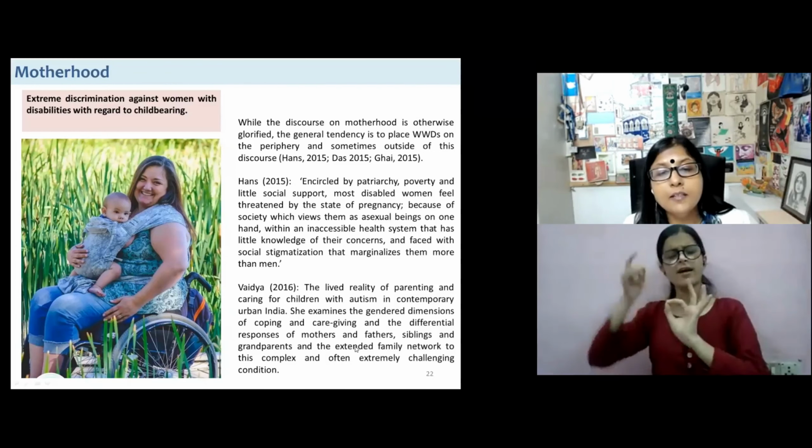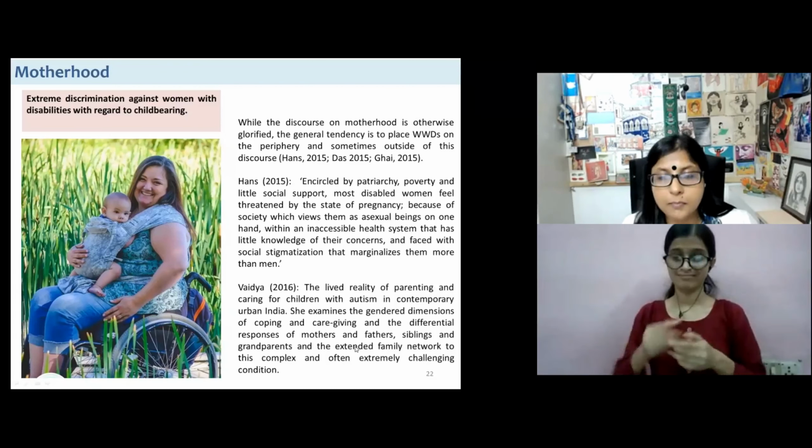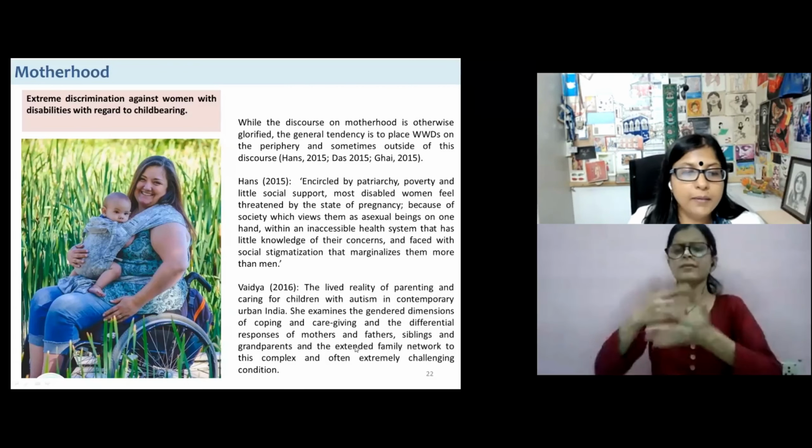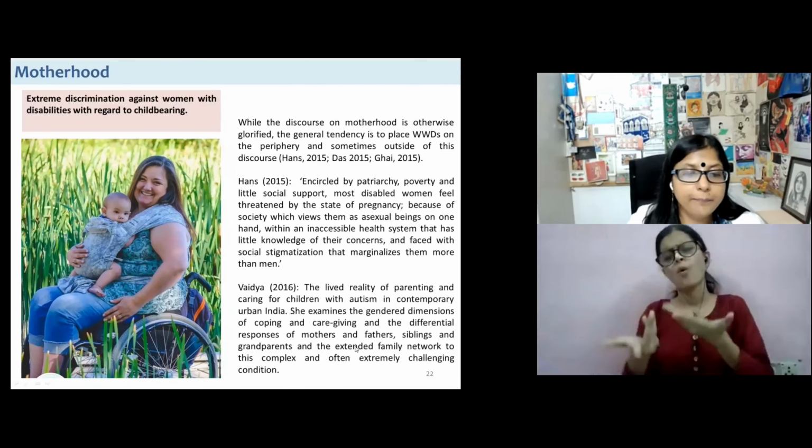Sometimes this has been seen to result in withdrawal of support from the spouse or the marital family, and even torture. So Shubhangi Vaidya writes extensively on the lived reality of parenting and caring for children with autism in contemporary urban India in her book that she wrote in 2016, where she examines the gendered dimensions of coping and caregiving and the differential responses of mothers and fathers, siblings and grandparents, and the extended family network to this complex and often extremely challenging condition.